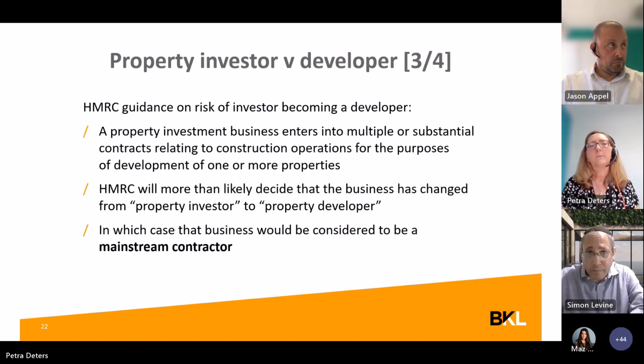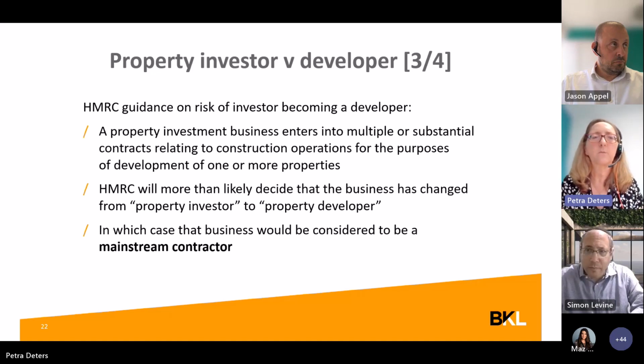Now, when you look at the Construction Industry Scheme, there are hardly any particular limits mentioned. There's one limit that says, if you pay a subcontractor less than £1,000 as a one-off payment, then you don't need to apply CIS. But that's a very, very low threshold. When it comes to the definition between property investor and property developer, we believe it's much more about the definition of the activity, what is actually happening.